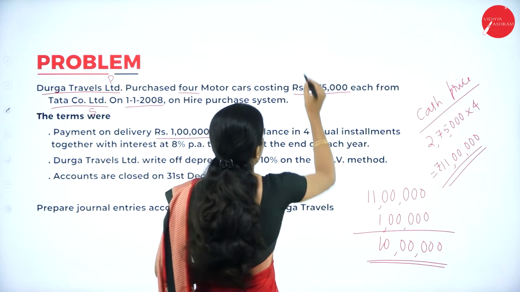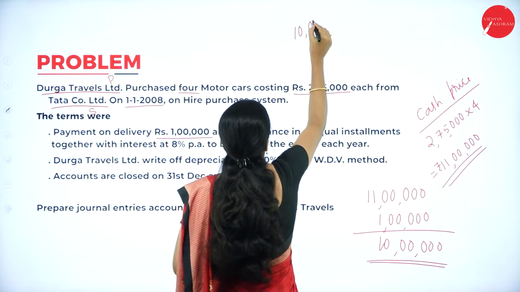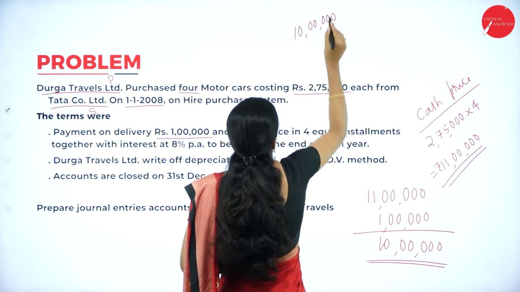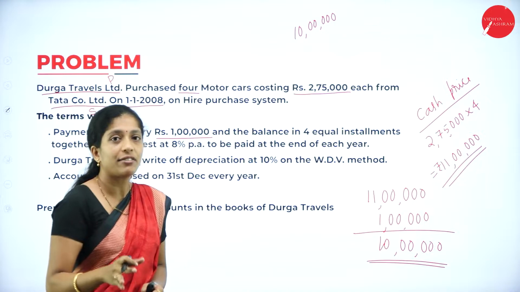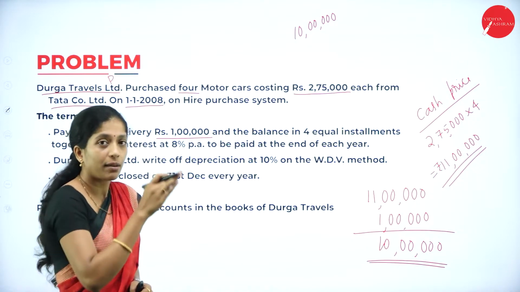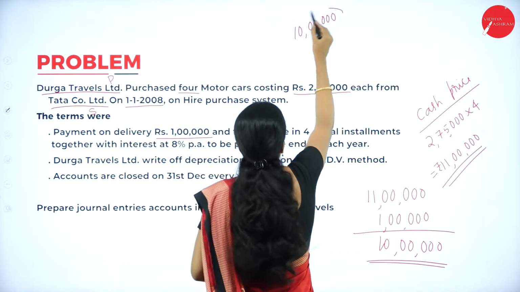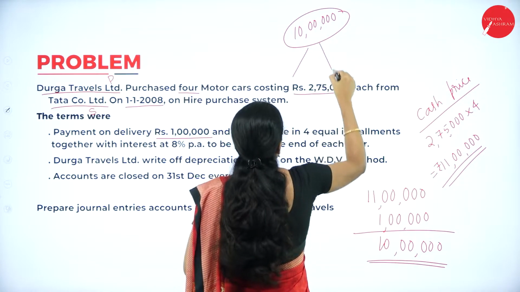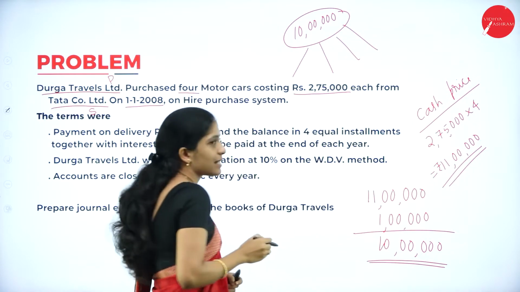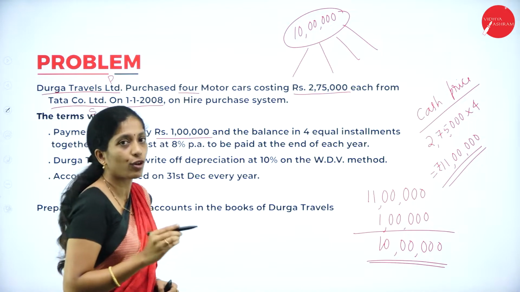So here this 10 lakh. How much do they have to pay? They had to pay 11 lakh. On the delivery they have paid 1 lakh. So the remaining 10 lakh has to be paid in 4 installments. So it has been paid with 4 installments.